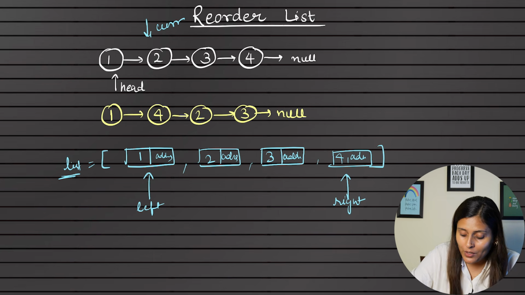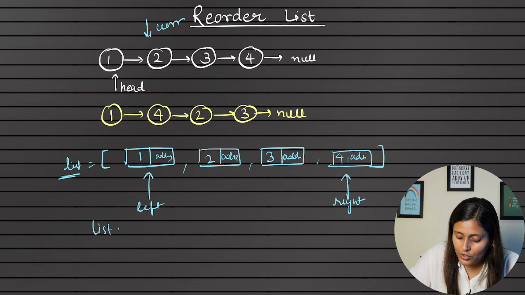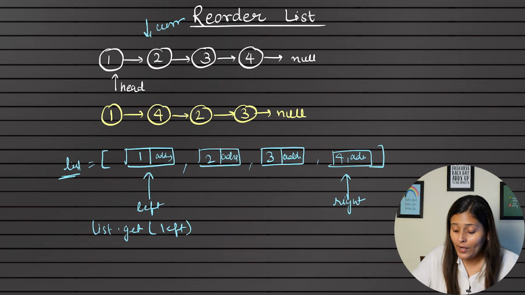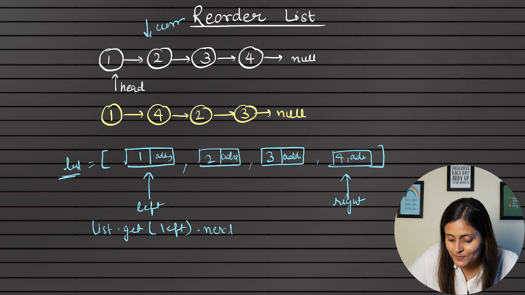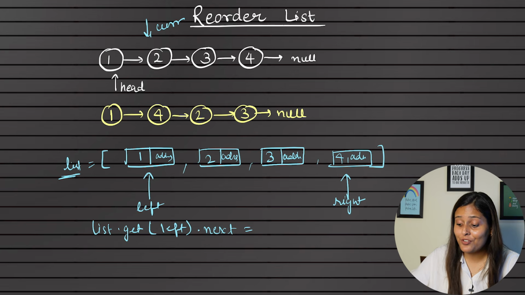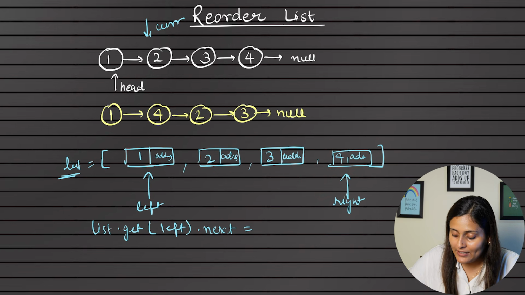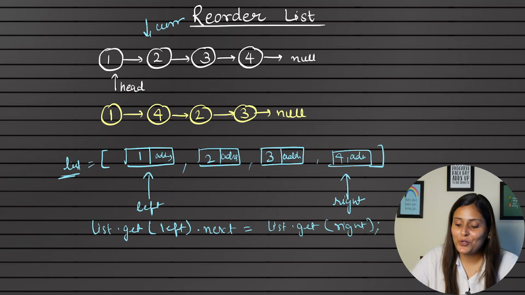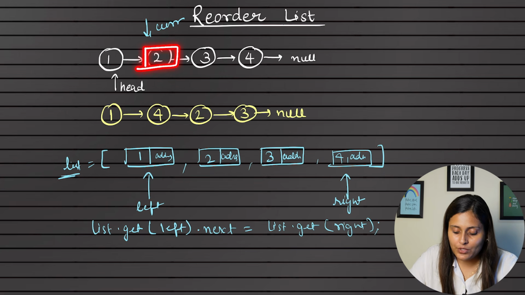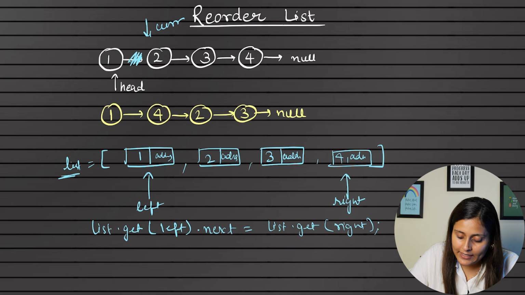But what we will do now, we will write list.get whatever is there at left index. So at left index we have node 1. So 1.next, very good, we have to save the node at right. So what we have to write, list.get at right index, very good. Now earlier 1 was attached with 2, so now 1 will get attached with 4. So this will get erased.